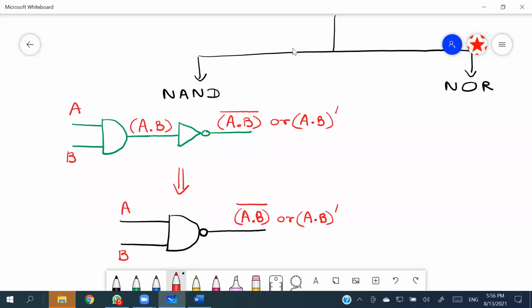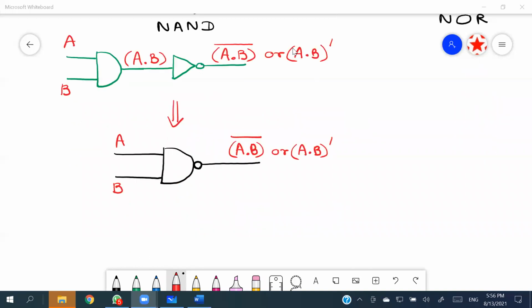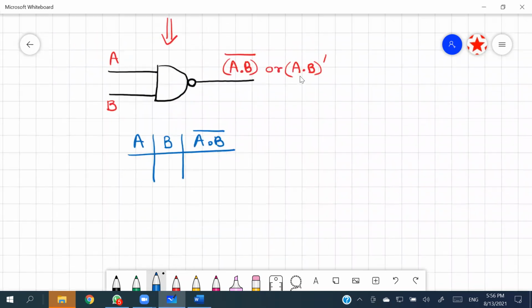If we need to illustrate its operation using the truth table, this is the truth table that we are going to use. So basically we have A and B as the inputs and A dot B bar as the output.